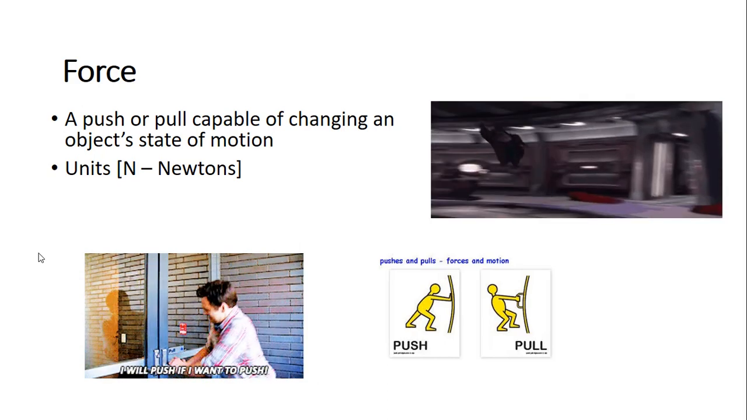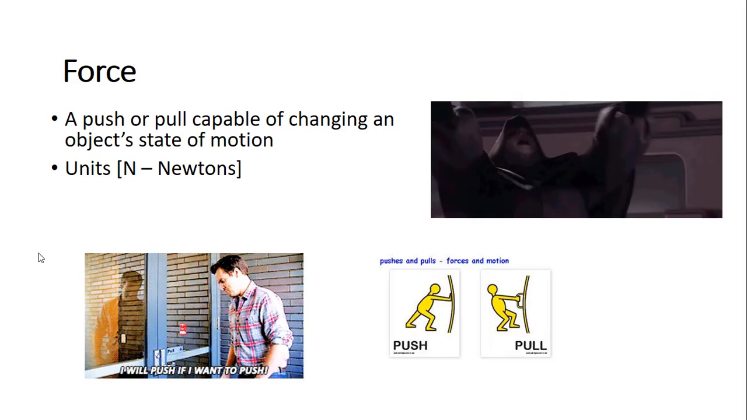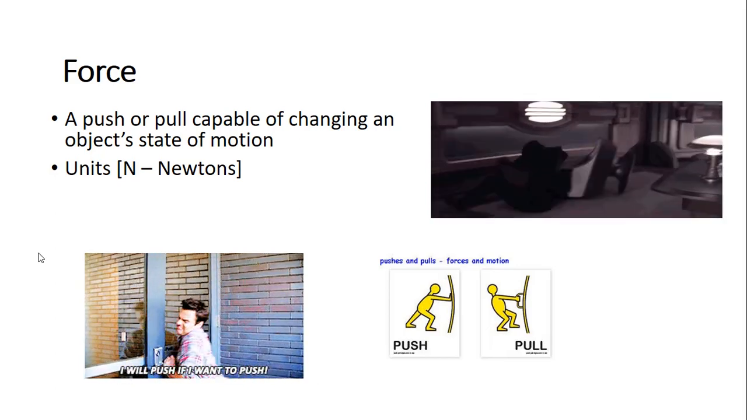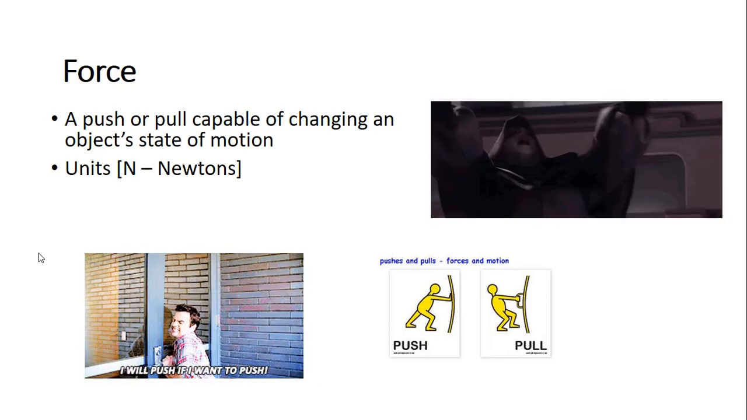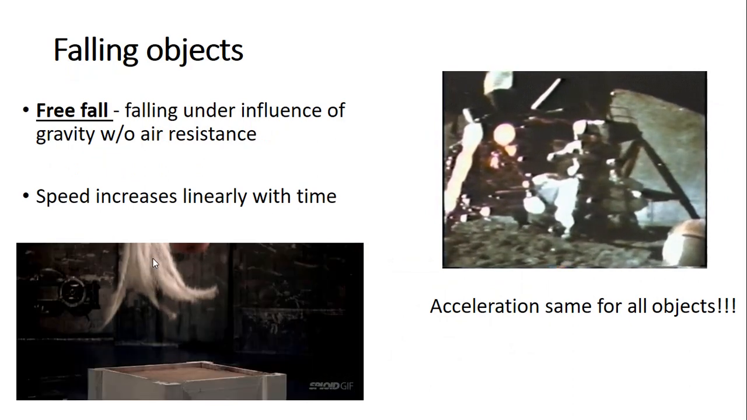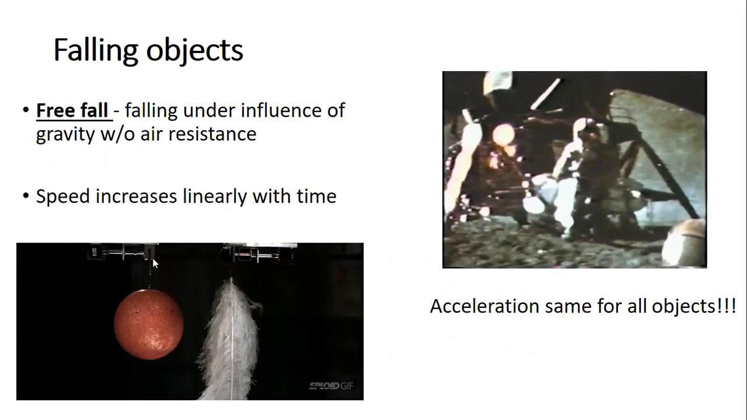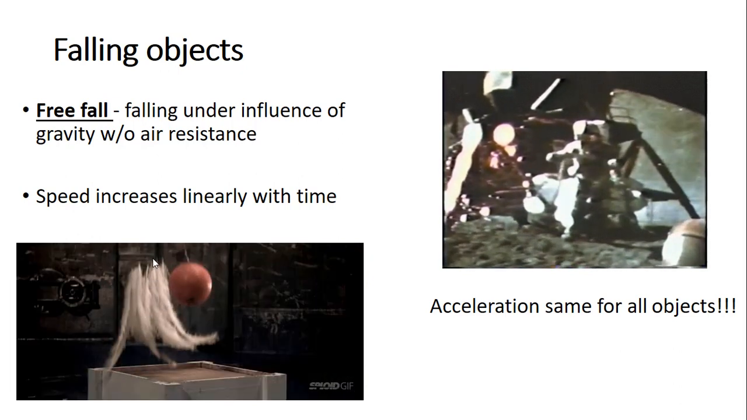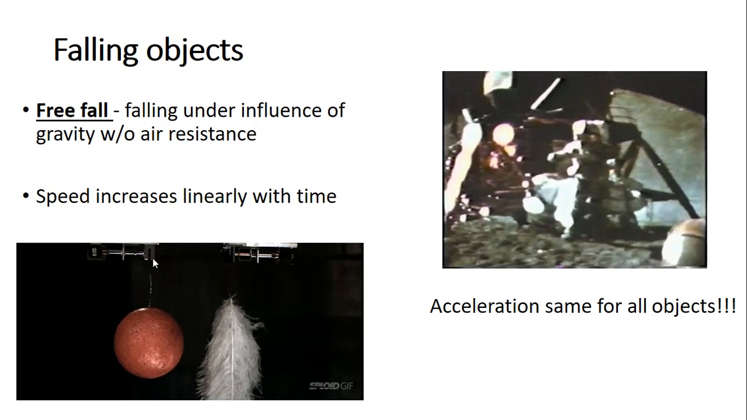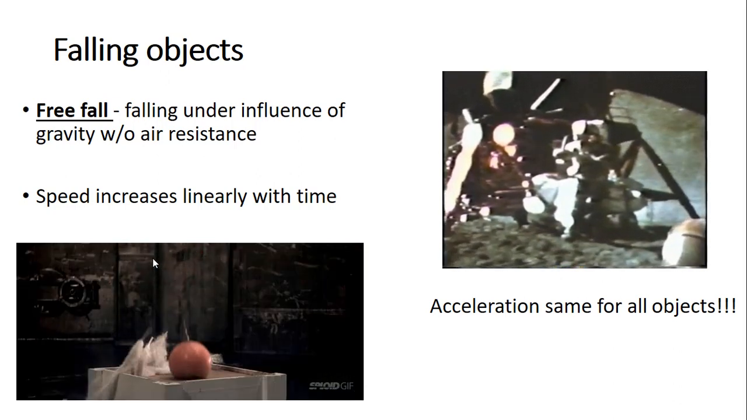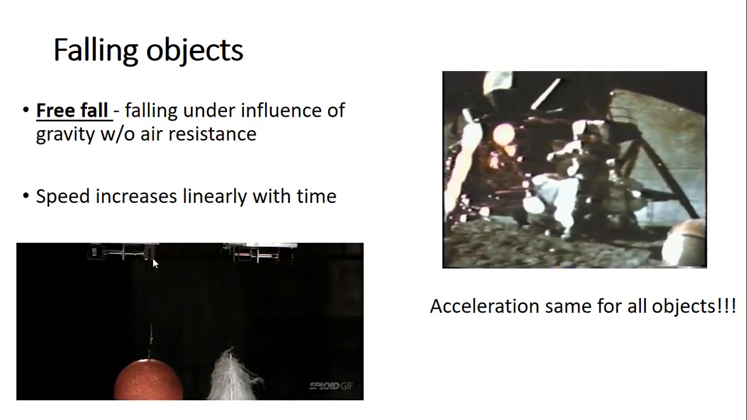The units for force are newtons. A lot of times we are used to using pounds in America, but the SI, the metric unit for force, is a newton. When objects are falling, they're said to be in free fall. Free fall is a state of motion where things are falling without air resistance. So when we talk about objects that fall, we're always normally talking about free fall, unless, of course, we're talking about drag, which is a resistance force.